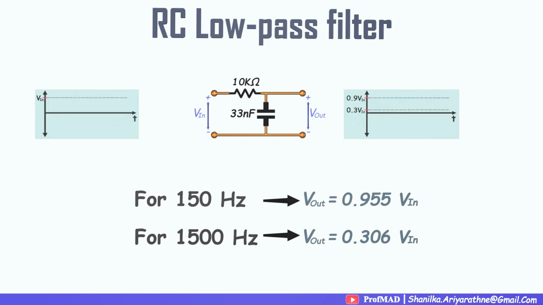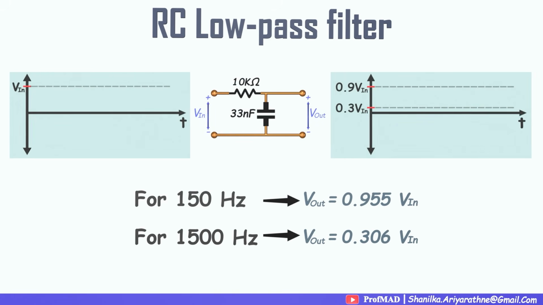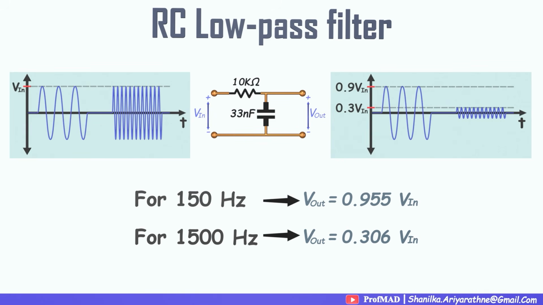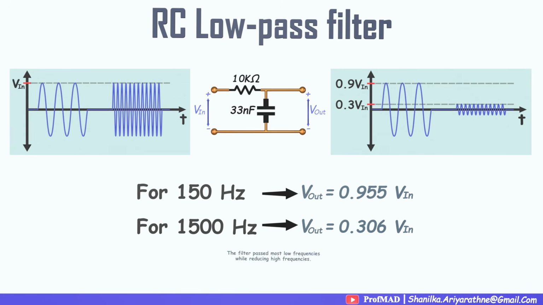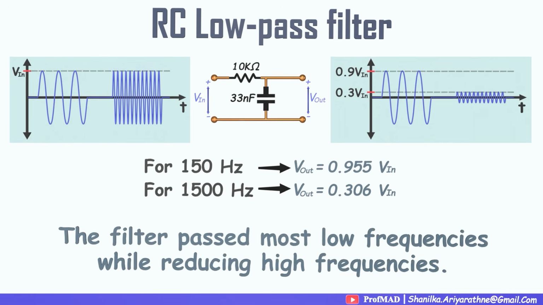Let's visualize it so everything becomes clearer. If both signals are mixed together at the input, the output waveform would look something like this. The 150 Hz signal remains almost untouched, while the 1500 Hz signal is greatly reduced in magnitude. So it's clear that the RC low-pass filter allows most low-frequency signals to pass through while reducing high-frequency signals.